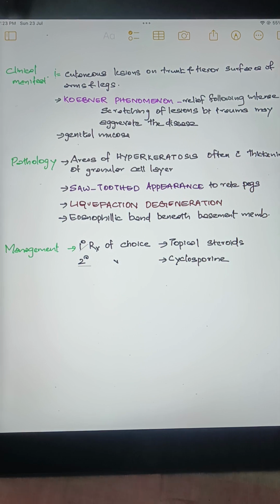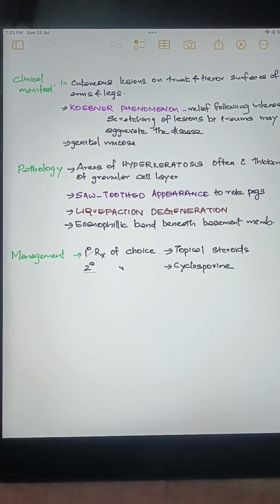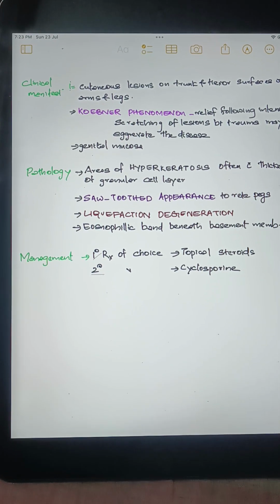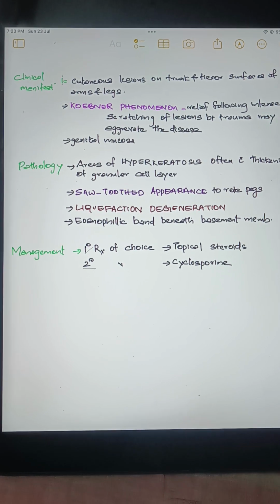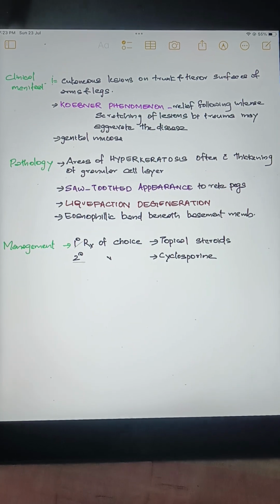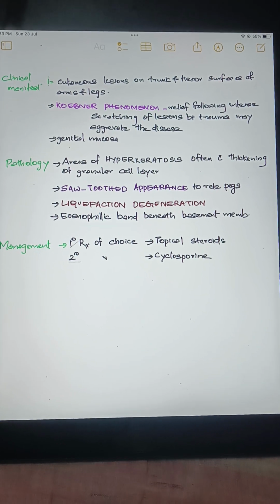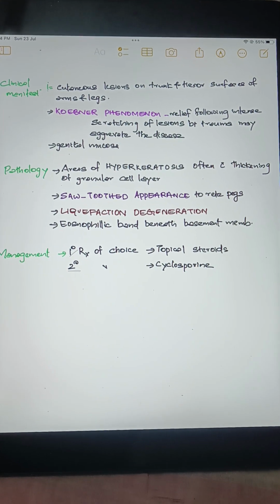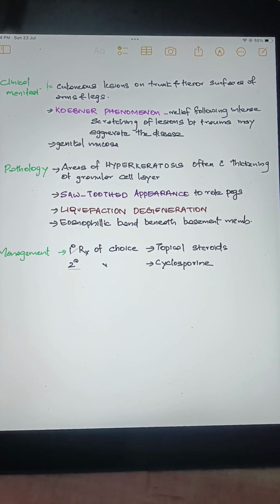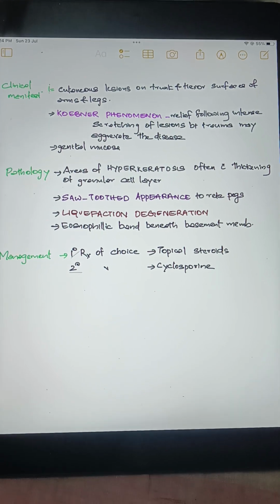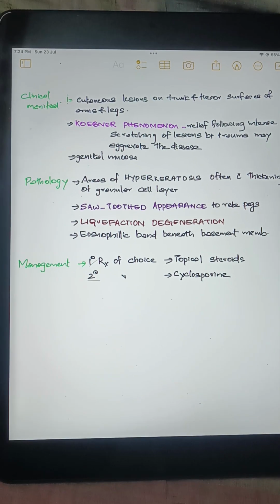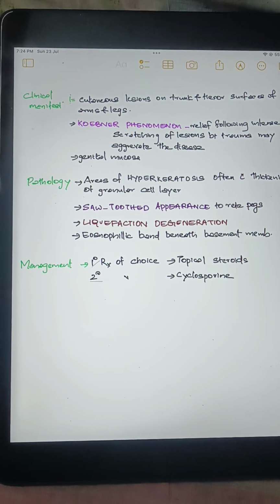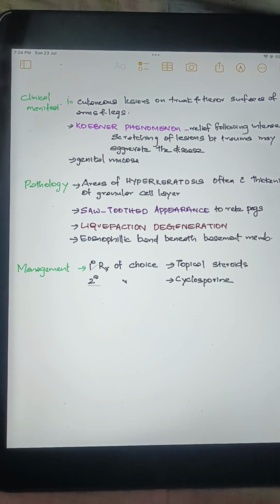Next is the clinical manifestation. Cutaneous lesions on the trunk and flexor surfaces of arms and legs. You must have heard about the Koebner phenomenon, that is, relief following intense scratching of lesions, but this trauma may aggravate the disease. And lichen planus can be seen in genital mucosa also.